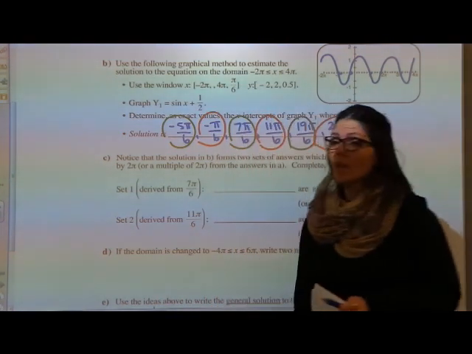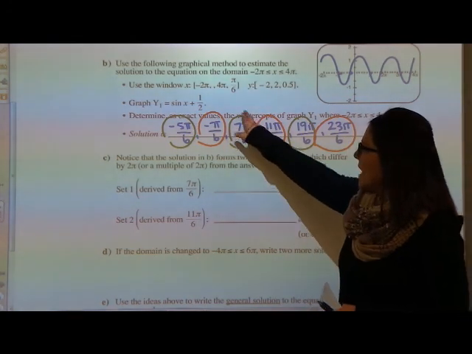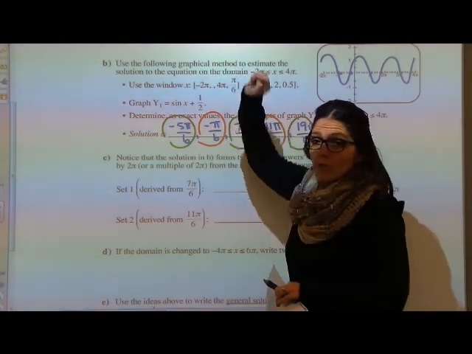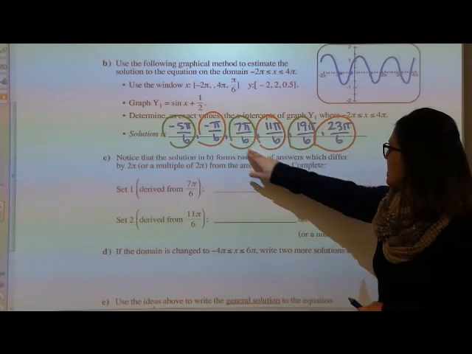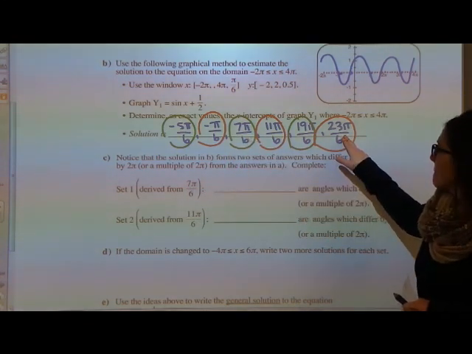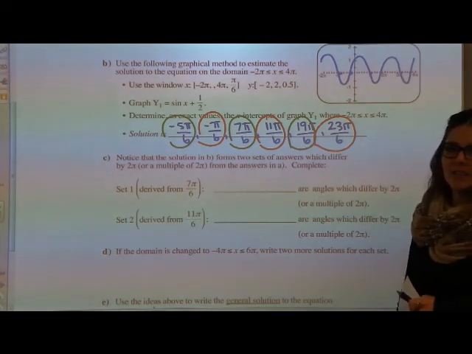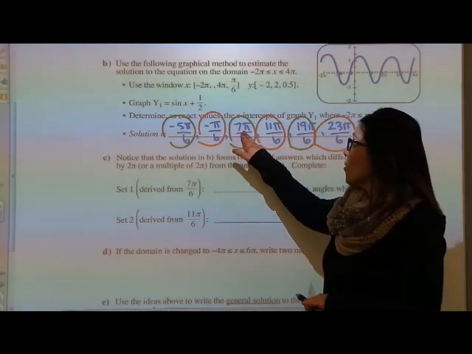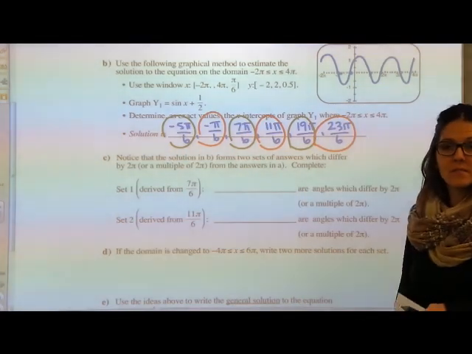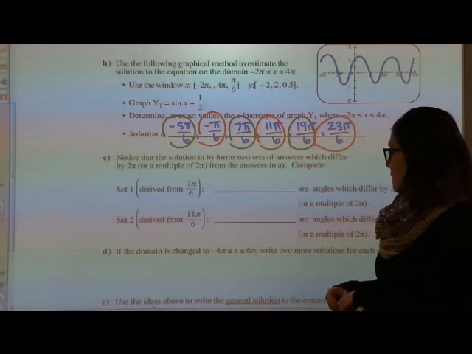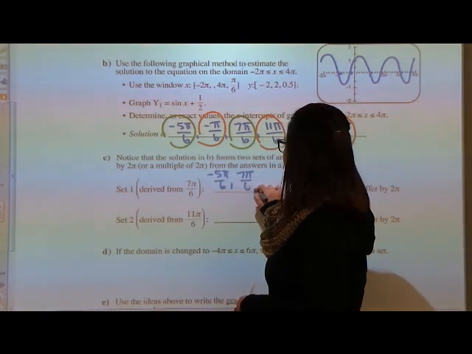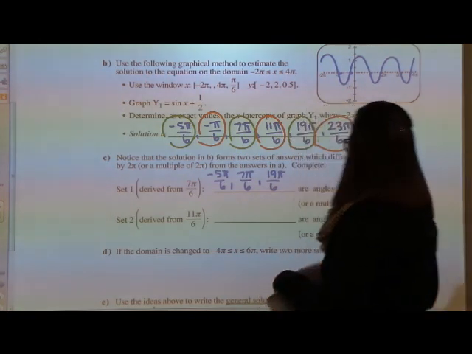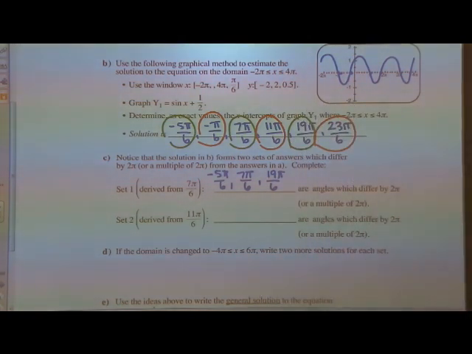And the first set, if I take my solution that I got up above from 0 to 2 pi, this 7 pi over 6, how can I go from 7 pi over 6 to 19 pi over 6? Add 2 pi. And how can I go from 7 pi over 6 to negative 5 pi over 6? Subtract 2 pi. So this first set of negative 5 pi over 6 and 7 pi over 6 and 19 pi over 6 are angles that differ by a multiple of 2 pi.